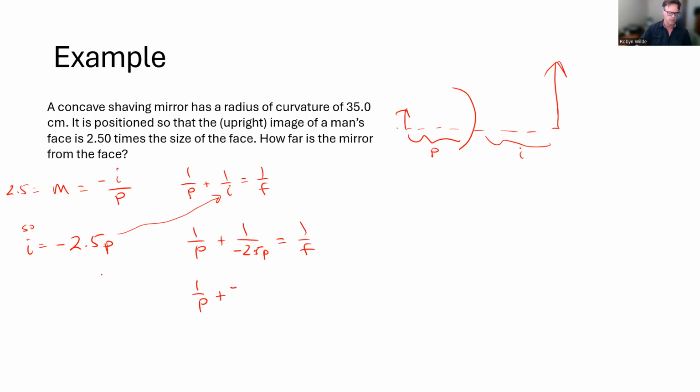But it's going to be 2/5, because 2.5 is 5 halves. Flip that over, it's 2 over 5 P. And I can now get a common denominator, just multiply by 5 over 5 on that. And this becomes 3 over 5 P is equal to 1 over F. So basically just combining and solving the equations, I find that my object distance is 3/5 the focal distance.